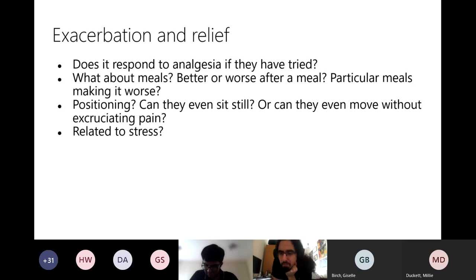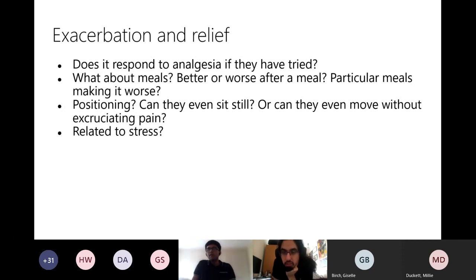What about positioning? If somebody cannot sit still, if they're writhing around in agony and they've got abdominal pain, what diagnosis is that typically associated with? No position is comfortable. No matter what position they're in, everything hurts. Not everything, as in the pain's always there. It doesn't get better at all. Yeah, so renal stone.